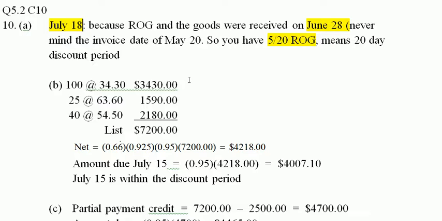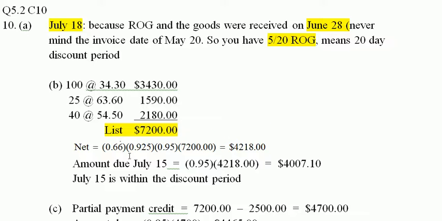The second part of the question, there are a lot of different goods here, teak, trays, all sorts of things. It doesn't really matter what the goods are. What we want to know is the total value of the invoice. So multiply out all those different things, and therefore we find that the total, the list price, is 7,200. 7,200 is the list price.